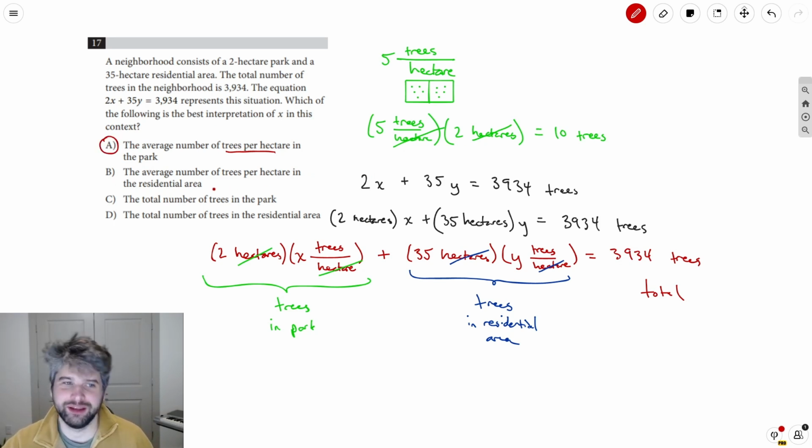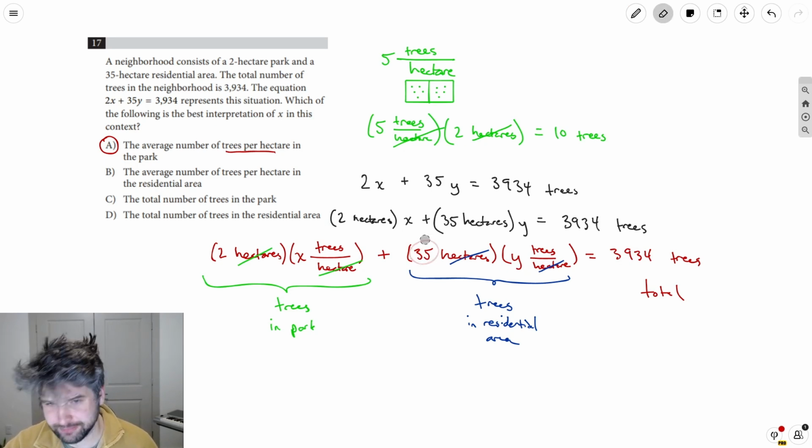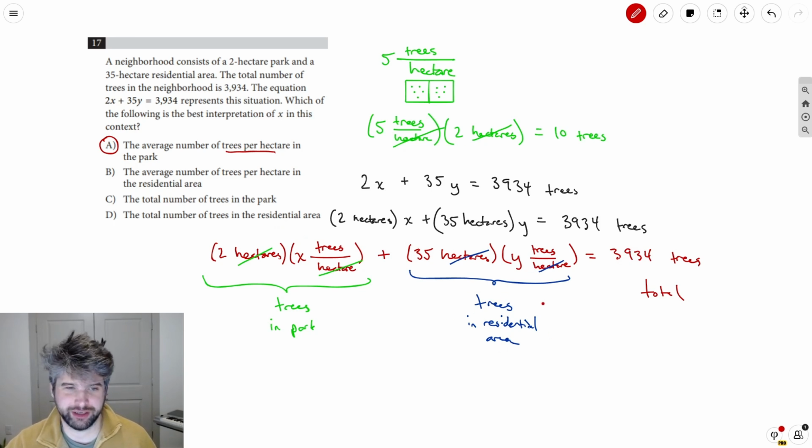Why is it not B? Well, it seems like y needs to be the average number of trees per hectare in the residential area, because 35 is the size of the residential area. It's not the total number of trees in the park, because that's 3,934. And it's not the total number of trees in the residential area. What's that? That is 35 times y. That gets us the total number of trees in the residential area.